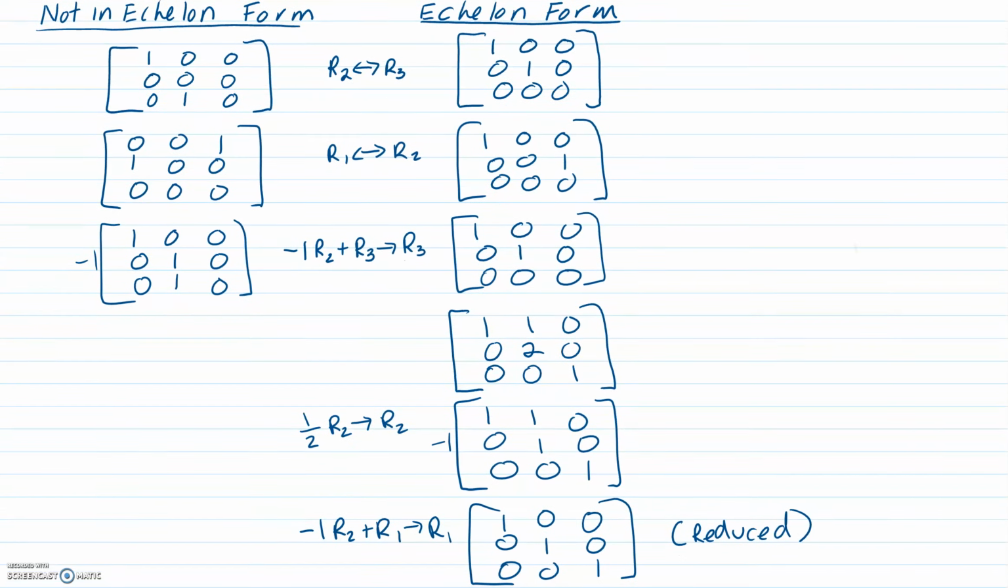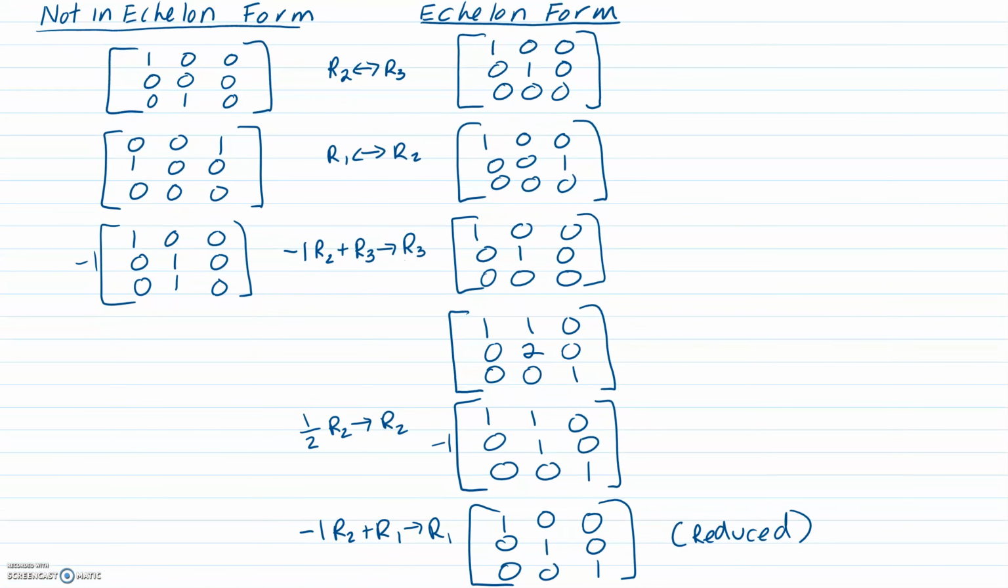The first 3 were reduced as well. So the first one was reduced, the second one, the third one. But these 2, the 4th and the 5th, are not reduced. We saw why above, and then finally this one is reduced.